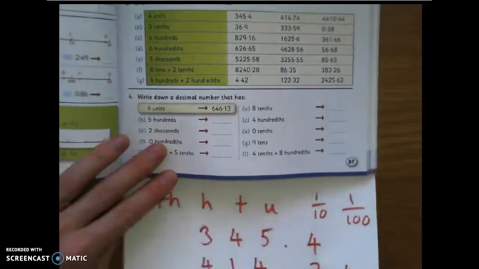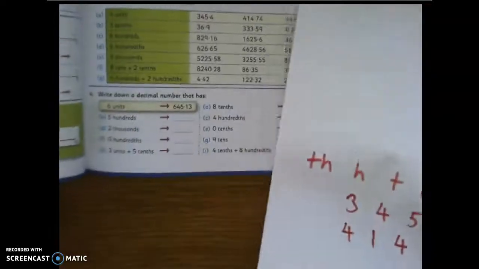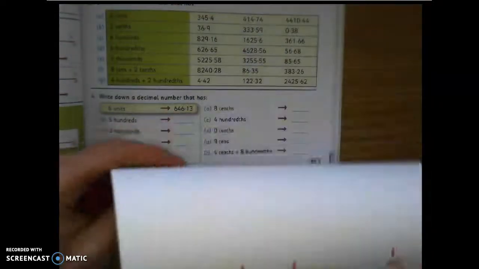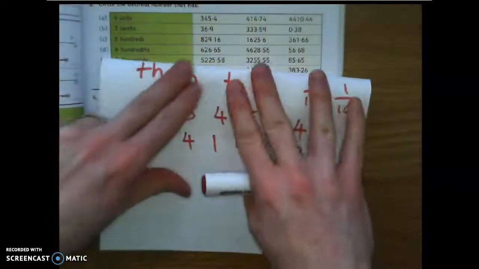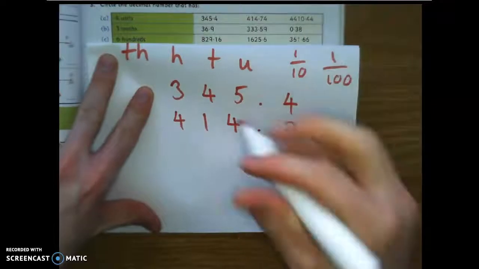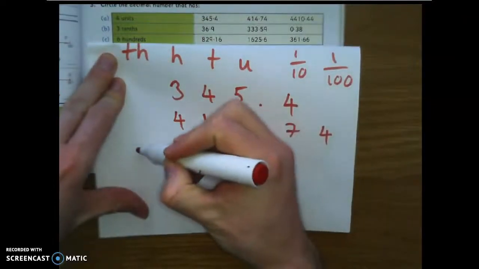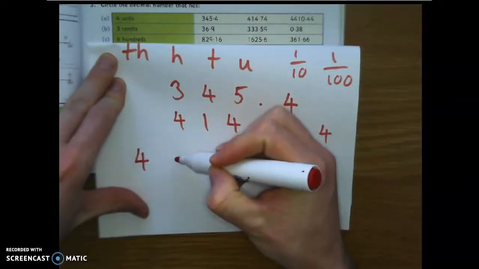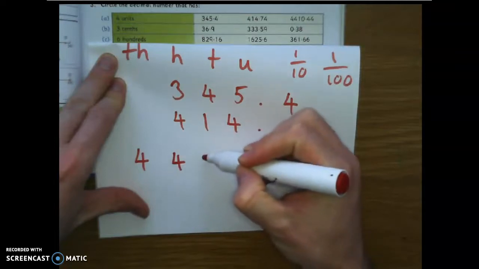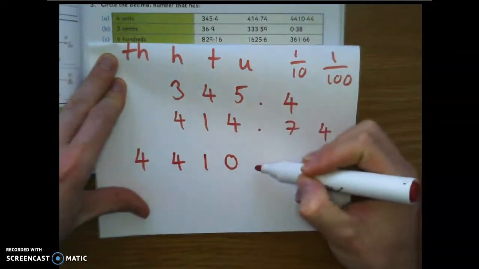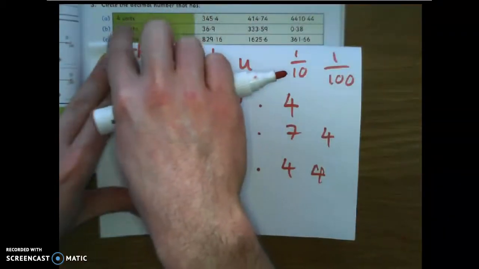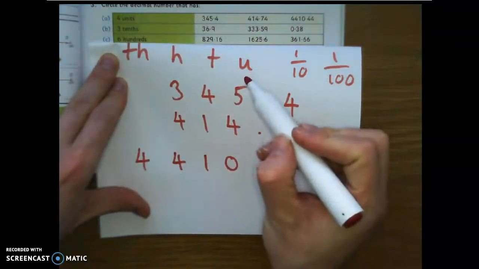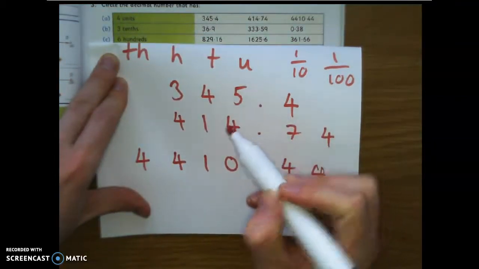414.74, and so I'll move it up here so we can see a little bit better. It's not very high tech, guys, but it gets the job done. Okay, and the last one there was 4,000, so we're under the thousands places here. 4,410.44. They're the three numbers we're given here, and it says circle the number that has 4 units. So here's our units. Which one has 4 units?